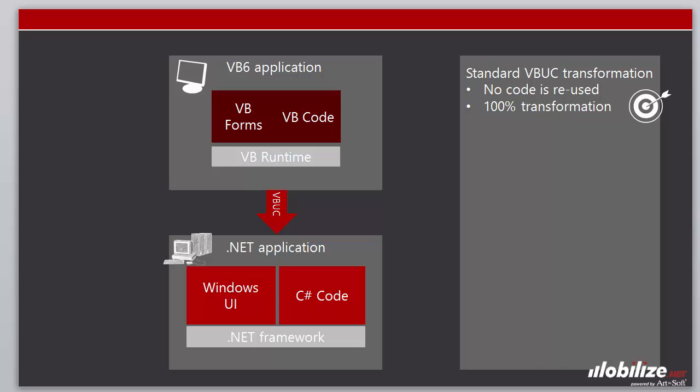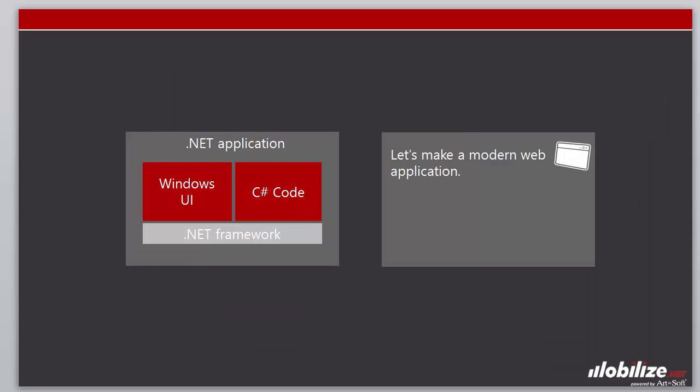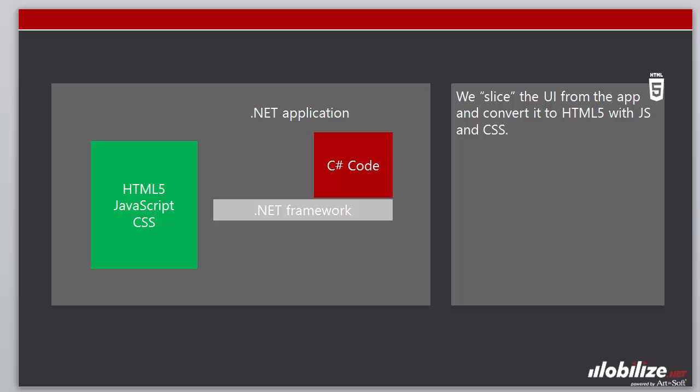Now, suppose we wanted to make this a modern web application. How would we go about that? First thing that we're going to do is take all of the user interface code and strip it out of the application. We're going to recreate it in HTML5 with JavaScript and CSS for layout. So it's green on here to indicate new code. The red indicates the existing code that we already had.